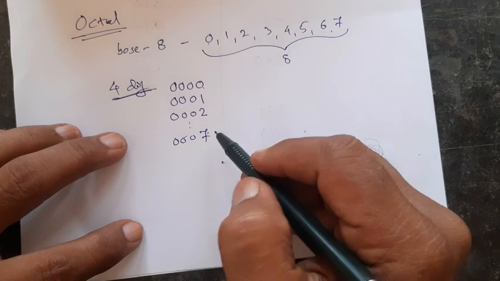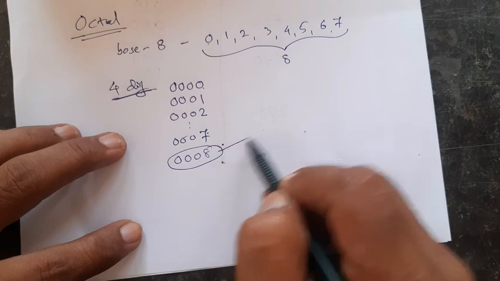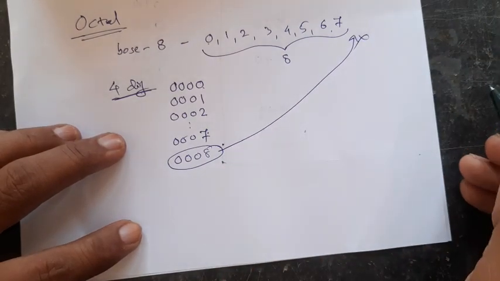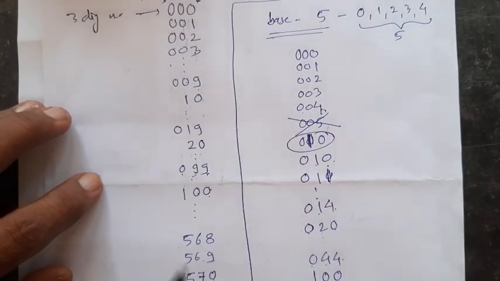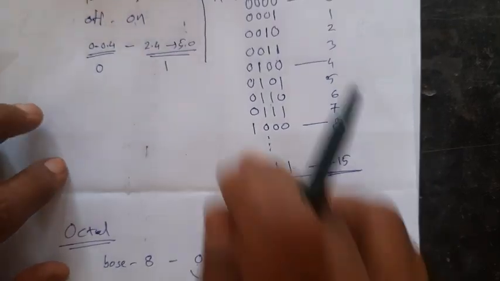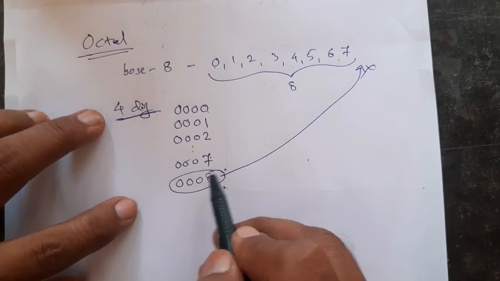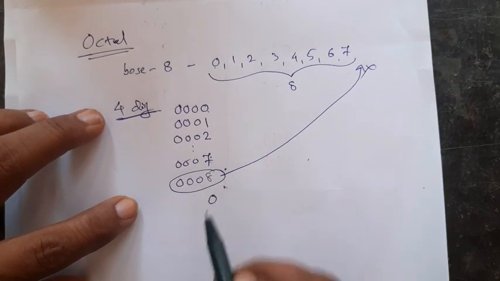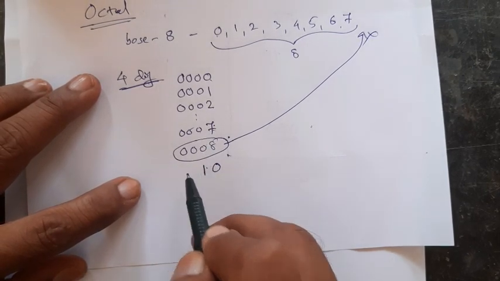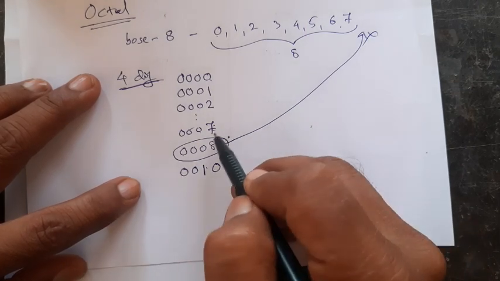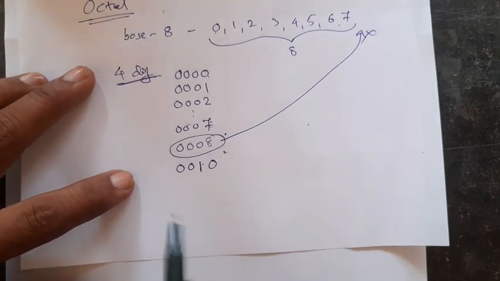But if I have to further increase the number by 1, I cannot write 0 0 0 8. The reason is that this 8 is not there in the octal number system. At that time, what I have to do, the technique is the same that we adopted for the development of the decimal number and the binary number. Similarly, here I can use the same technique. I will have to reset the least significant position to 0 and increase the next significant position by 1, that is 0 to 1. Here I will write 0 0 1 0. Sorry, I will have to reset the least significant position to 0 and increase the next one by 1.